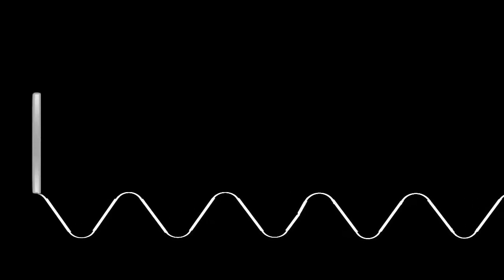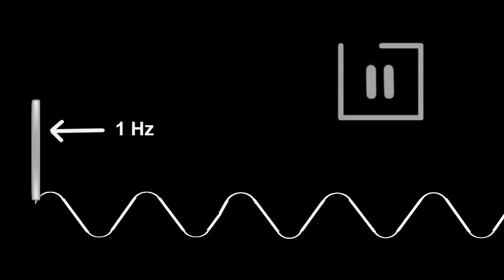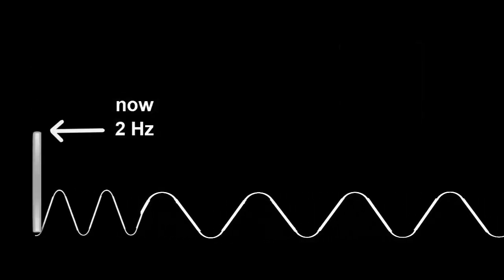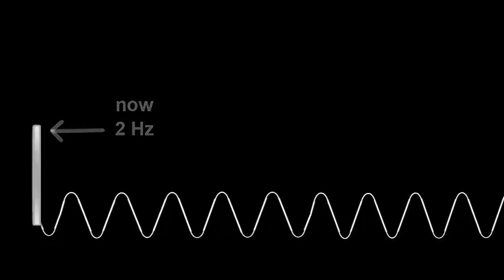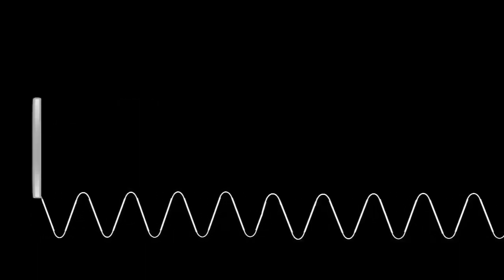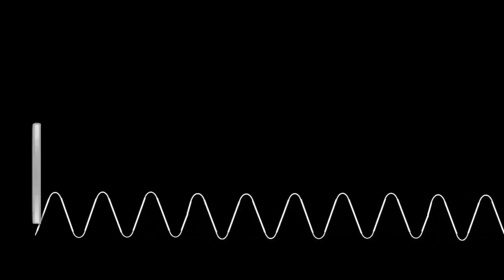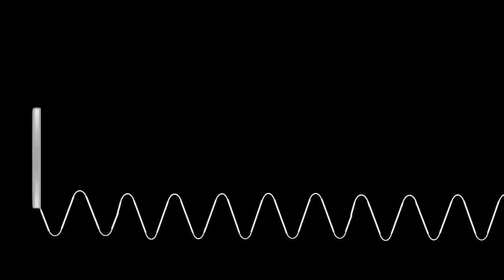Does anything happen if we increase the frequency by dipping the source in and out more often? Let's double it, from 1 to 2 Hertz. Looking at the wavelength, we can see that it gets shorter. We doubled the frequency, and the wavelength looks about half what it was before.